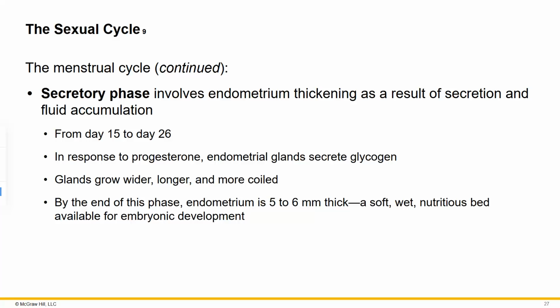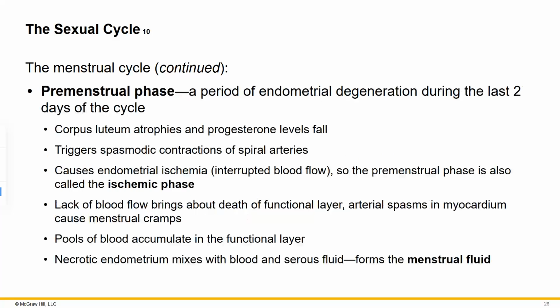The secretory phase involves the endometrium thickening as a result of secretion and fluid accumulation from day 15 to day 26. In response to progesterone, endometrial glands secrete glycogen. Glands grow wider, longer, and more coiled. By the end of this phase, the endometrium is 5 to 6 millimeters thick.